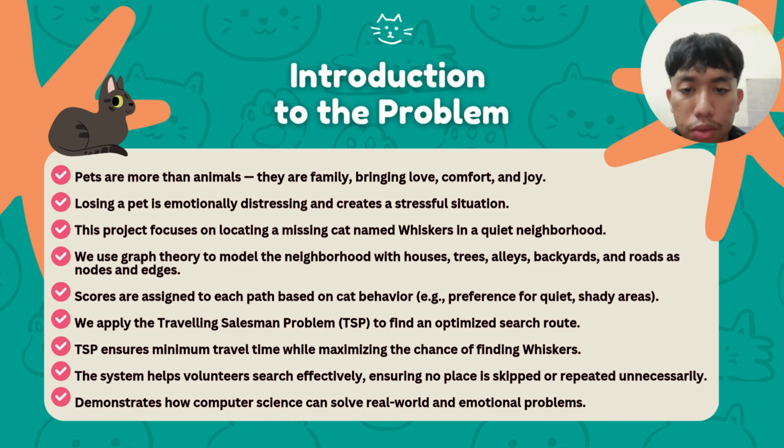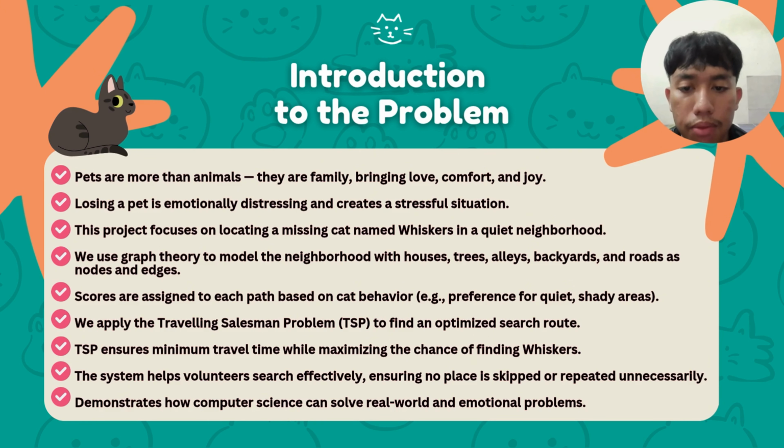We use graph theory to model the neighborhood with houses, trees, alleys, backyards and roads as nodes and edges. Scores are assigned to each path based on cat behavior, for example, preferences for quiet, shady areas. We apply the traveling salesman problem to find and optimize our search route. TSP ensures minimum travel time while maximizing the chance of finding Whiskers.